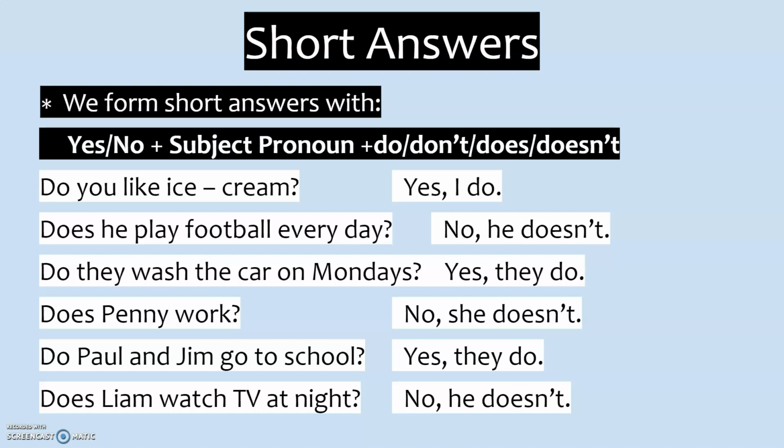Okay, and then we have two people. Do Paul and Jim? So they're plural. Yes, they do. And then singular, the final one. Does Liam watch TV at night? No, he doesn't. Okay, so again, with the singular pronouns, or singular subjects, we have the S, so we use does or doesn't.